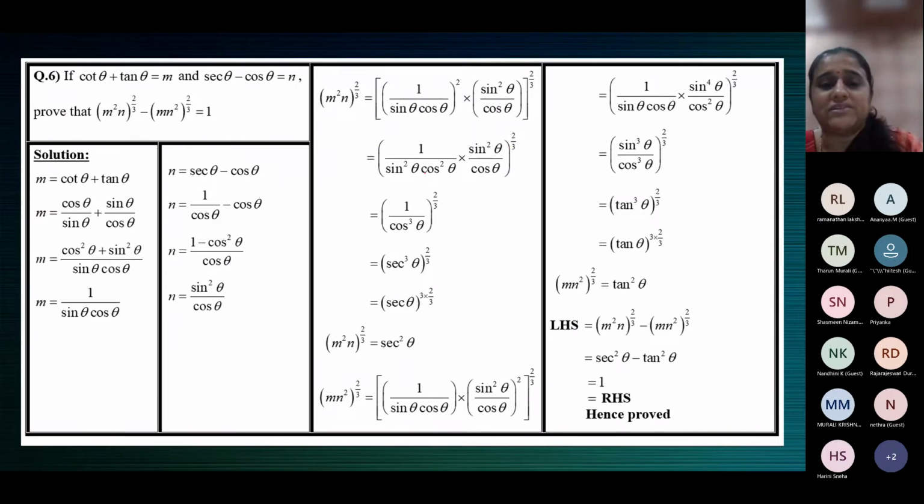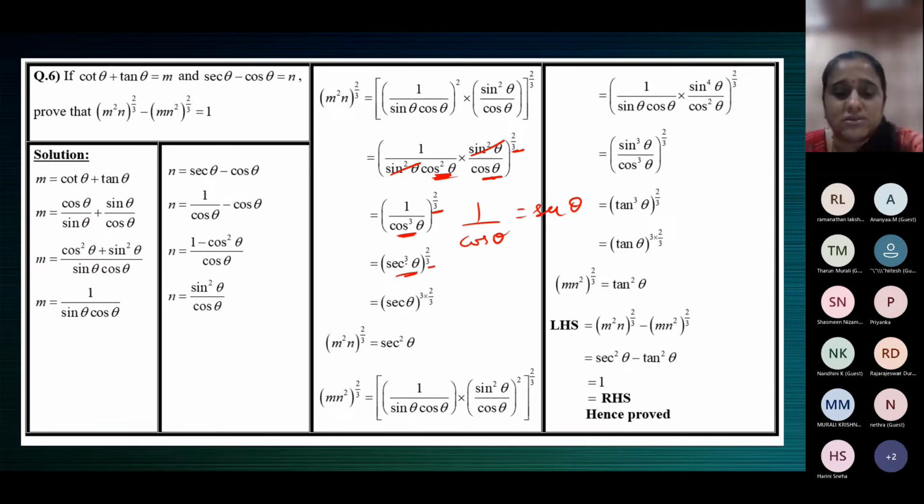Now let's simplify inside the bracket. Sine square theta gets cancelled. So 1 by, like A square into A is A cubed. So cos cubed theta. The whole power 2 by 3. So 1 by cos cube theta is secant cube theta, because 1 by cos theta is secant theta. The whole power 2 by 3. Now here secant theta is raised to the power 3.